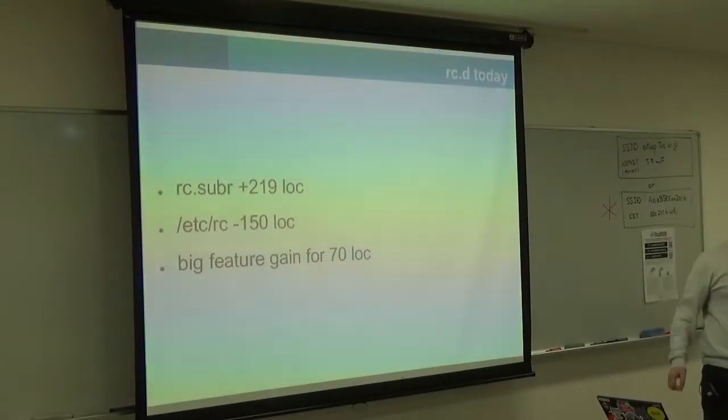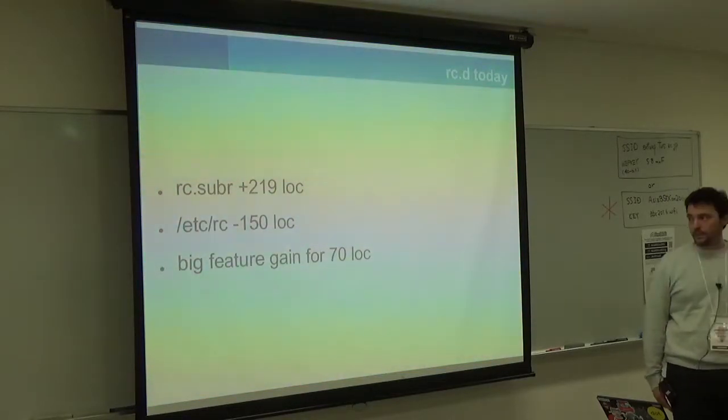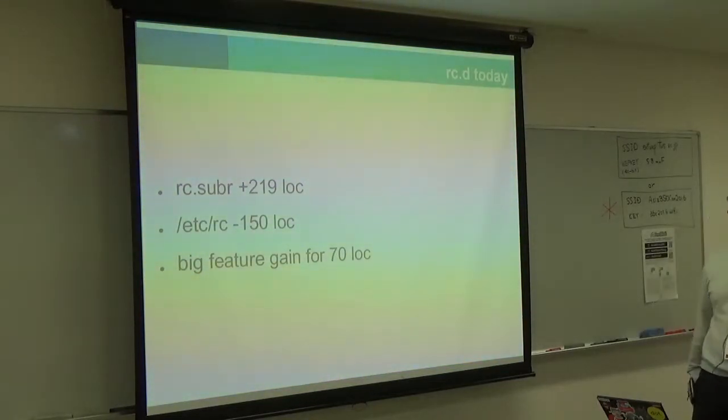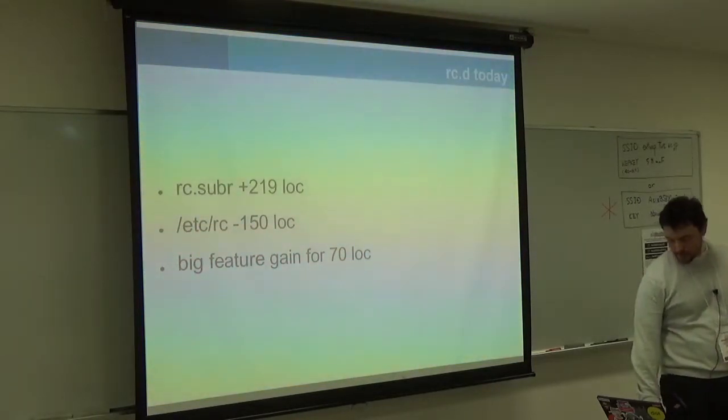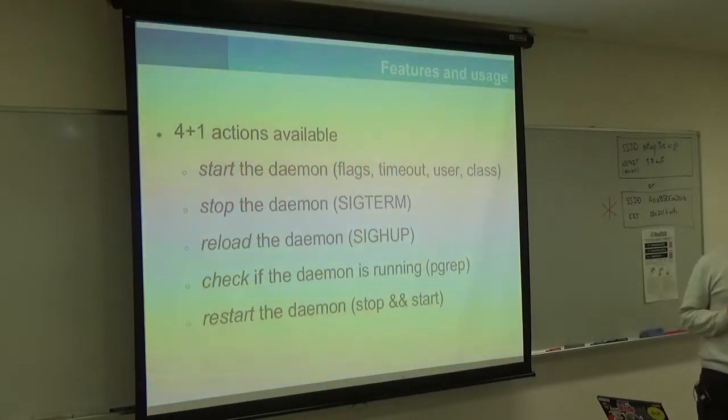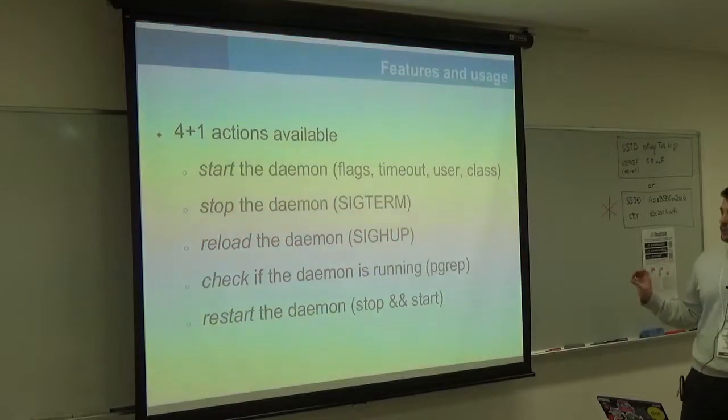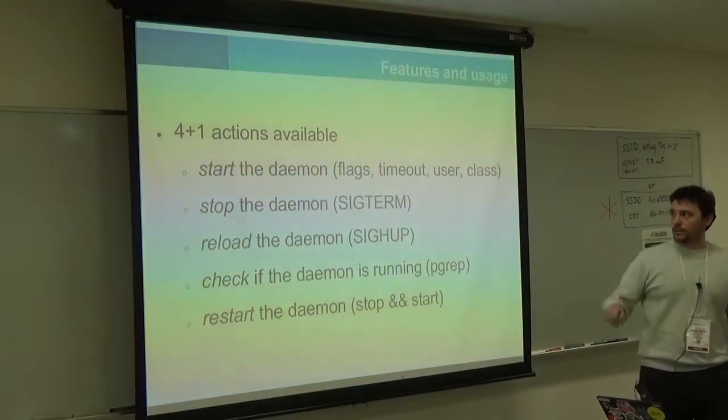So rc.d today, rc.subr, is 219 lines of code. In the process, etc-rc lost 150, so that's quite a big feature gain for 70 lines of code. So how does it work? We have 4+1 actions available. I say +1 because restart is really just stop and start.